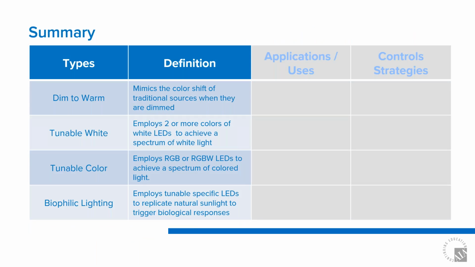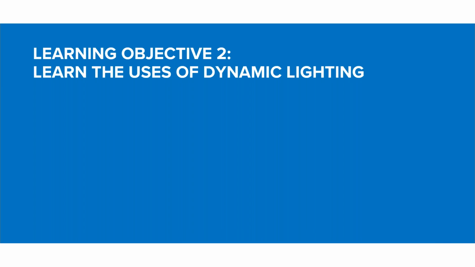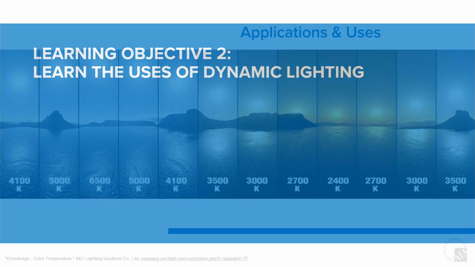So with that, we've defined all 4 of the types of dynamic lighting. Learning objective 2: next, we're going to learn the uses of dynamic lighting.